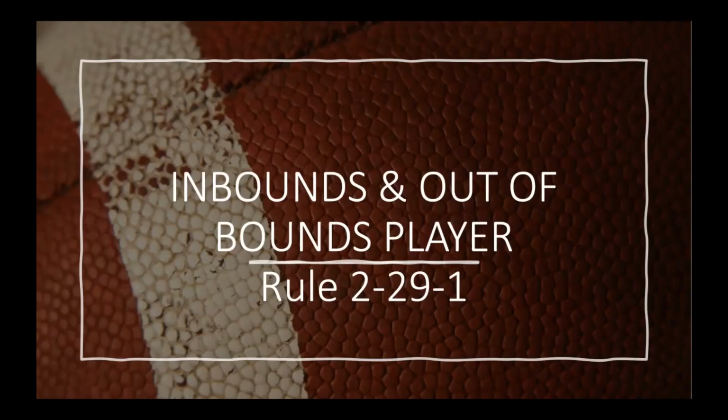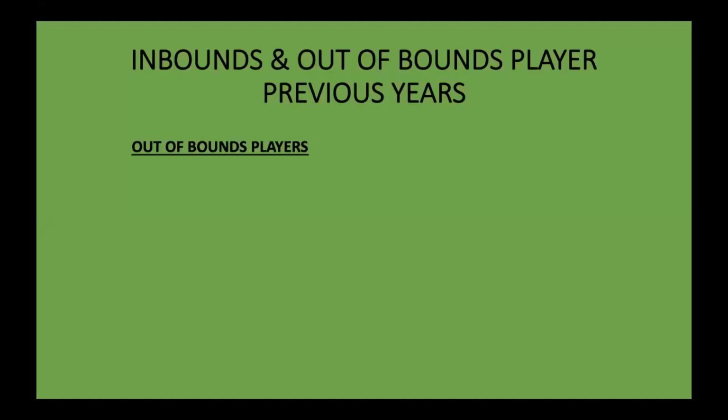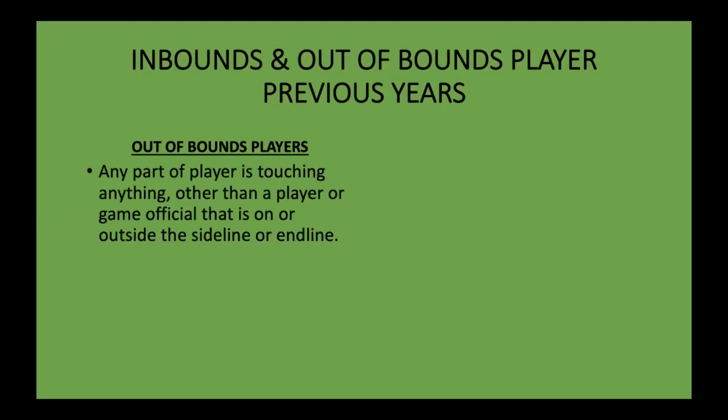The definition of an out-of-bounds player has been expanded this year. In the past, an out-of-bounds player was defined as a player who had any part of him touching anything other than a player or a game official that was on or outside the sideline or end line. This required some type of physical touching with something out of bounds to be considered an out-of-bounds player.